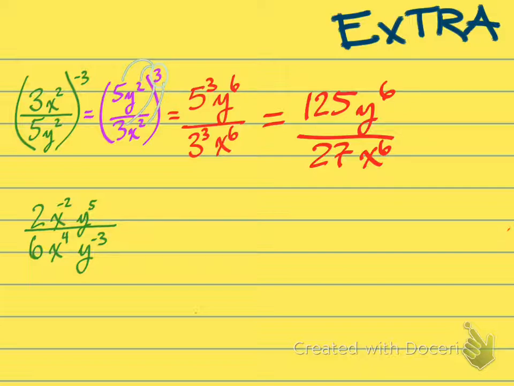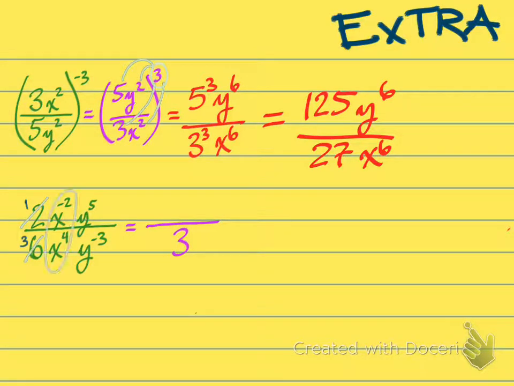So first, though, notice that there's numbers, x's and y's on the top and the bottom, and I would suggest that whenever you can do this, you handle all the like terms kind of at a time. So the first thing I would do would be to take care of the 2 and the 6th. 2 divided by 6 is the same as 1 over 3. So I know that on the bottom of that fraction, there's going to be a 3.